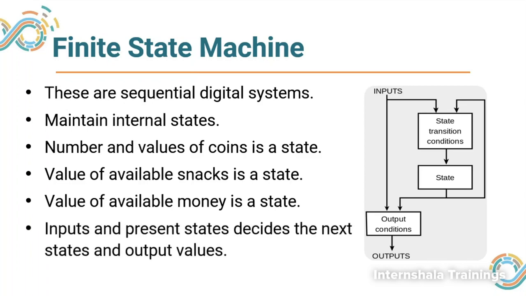Depending on the input and present state, I decide what is going to be my output and next state. Let us say the user says I want one cola. So input is cola. Present state: whether the cola is available and whether the money inserted by the user is enough. Depending on all these cases, we decide, okay, we are going to give you cola and return some money as well because you have given some extra money. So this is how finite state machines work.